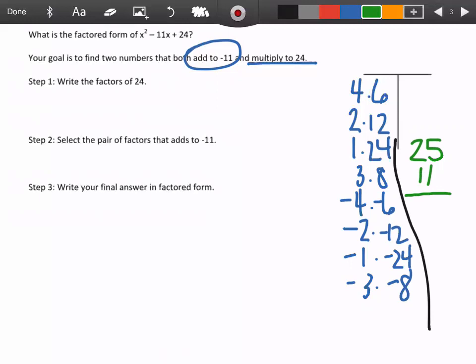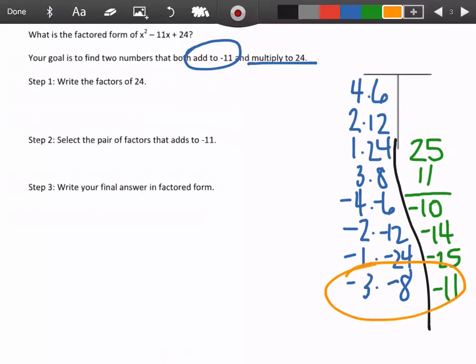So go down the negative list, and we have negative 4 minus 6 gives us negative 10. Negative 2 minus 12, that's negative 14. Negative 1 minus 24, that's negative 25. Negative 3 minus 8, that is negative 11. All right, so that's what we were looking for: negative 3 times negative 8. So the factors we need are negative 3 and negative 8, write those in your parentheses.